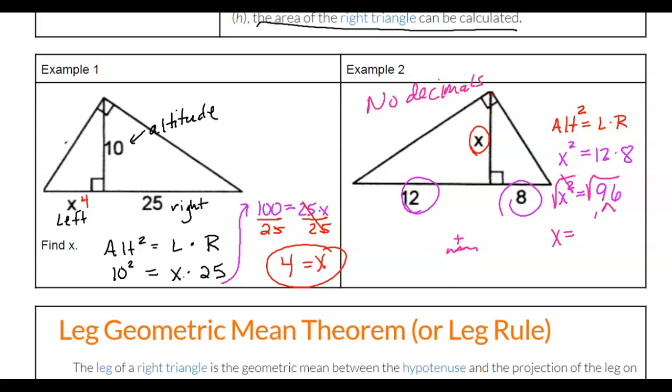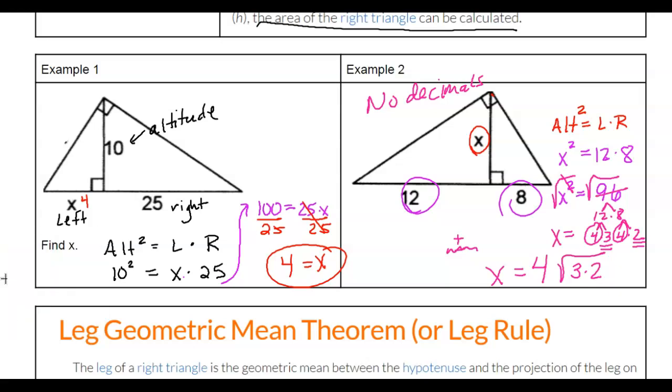So 96 we know is 12 times 8. We're going to break that down. 12 is 4 times 3, and 8 is 4 times 2. So remember, anytime you see a double, that gets to come out. The single 3 and the single 2 get multiplied back together.